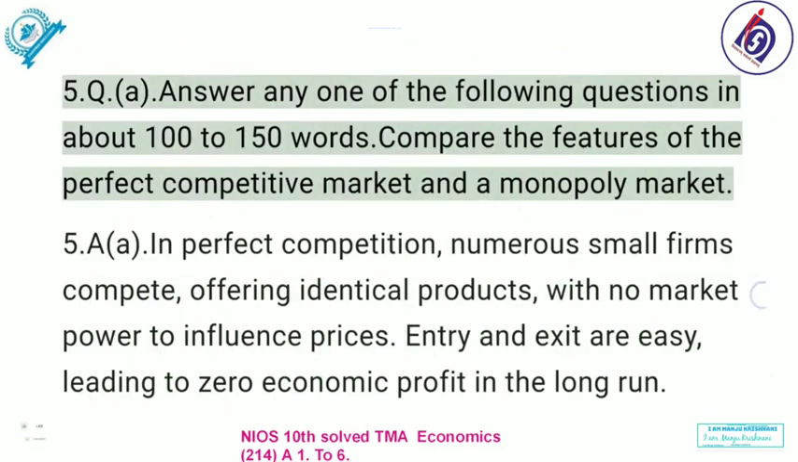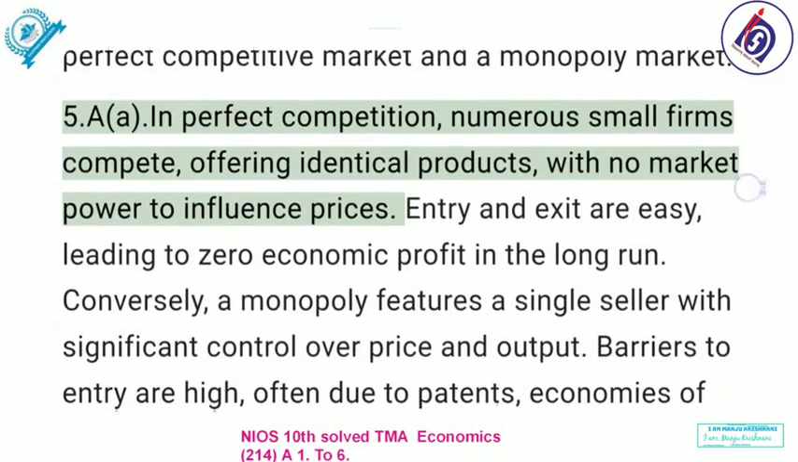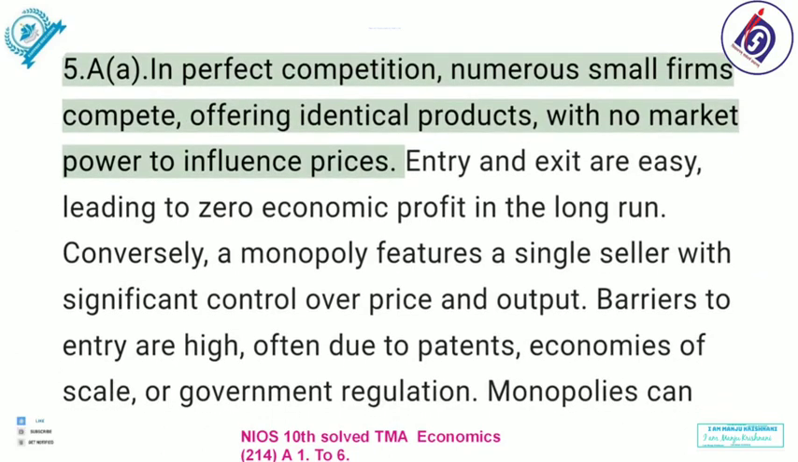5. Answer any one of the following questions in about 100 to 150 words. Compare the features of the perfect competitive market and a monopoly market. 5. A. In perfect competition, numerous small firms compete, offering identical products, with no market power to influence prices.